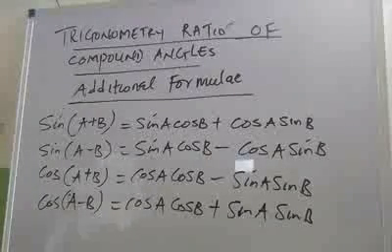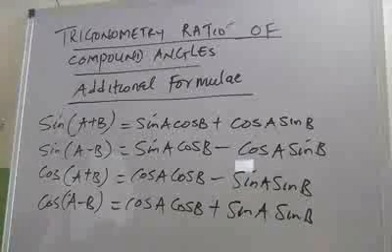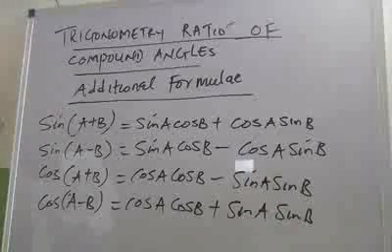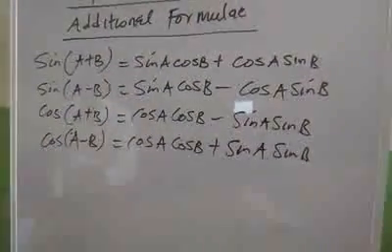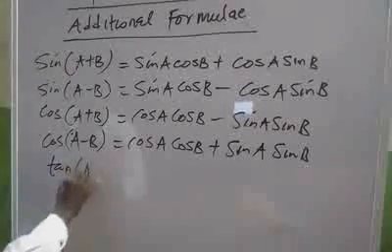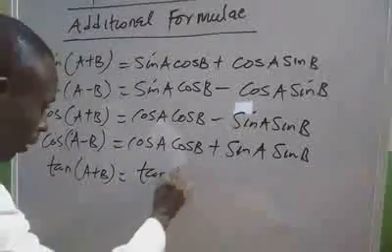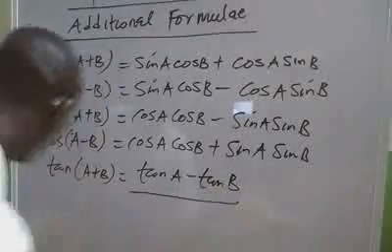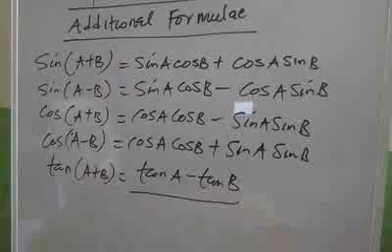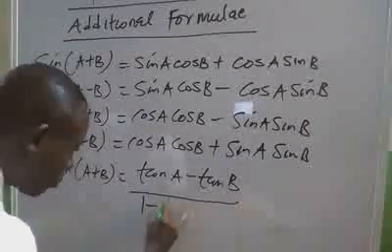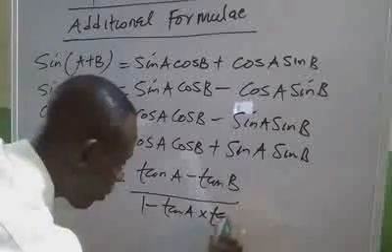Now let's look at tan. Let's start with tan A plus B. Tan A plus B gives us tan A plus tan B, divided by 1 minus tan A times tan B.